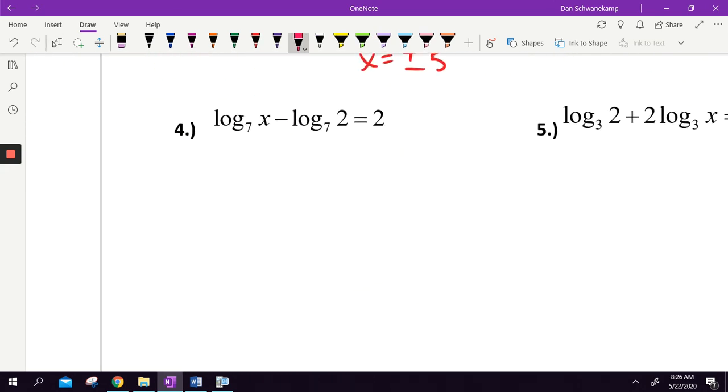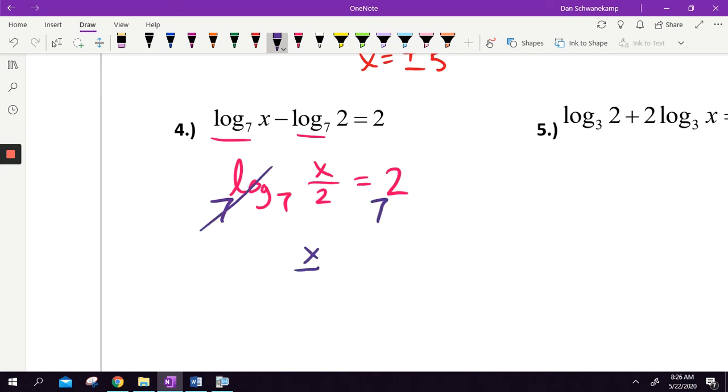Log base 7 of x minus log base 7 of 2 is equal to 2. Condense it. We've got more than one log. It's minus, so it's really divided. Boom, there's our setup. We've got log base 7 on one side. I don't want it. How do I get rid of it? 7 to a power. 7 and log base 7 are going to cancel. Over here I've got 7 squared, so 7 squared is going to be 49.